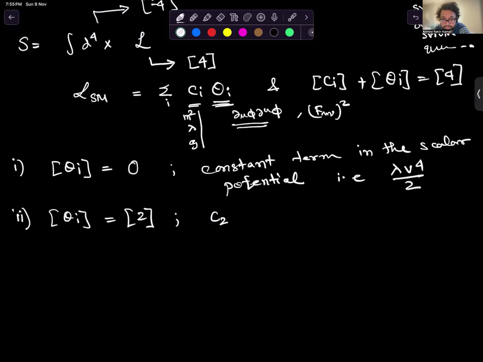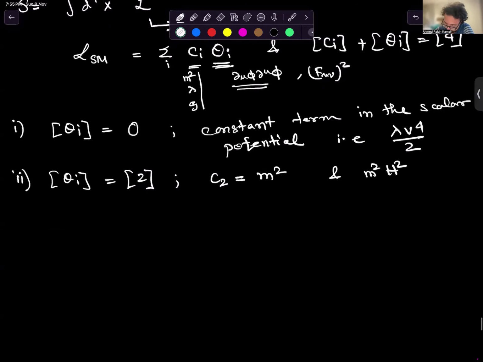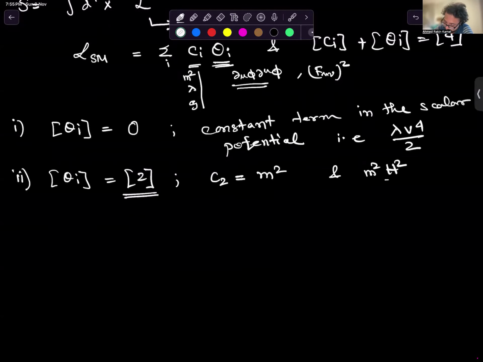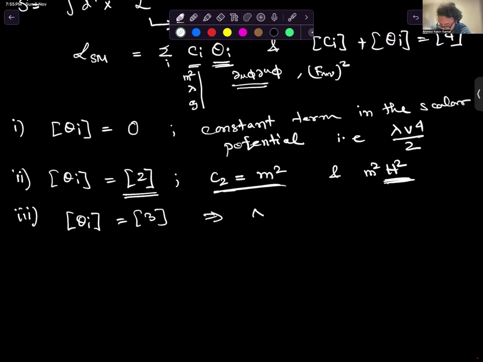Which is basically c2 is m squared, and this is the m squared term. That is, the mass of the Higgs term has mass dimension 2, and the coupling also has mass dimension 2. Third, there's nothing of this sort in the standard model.